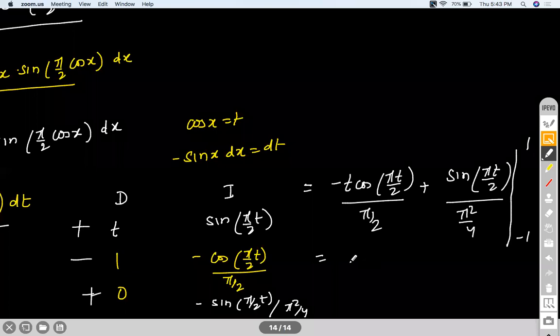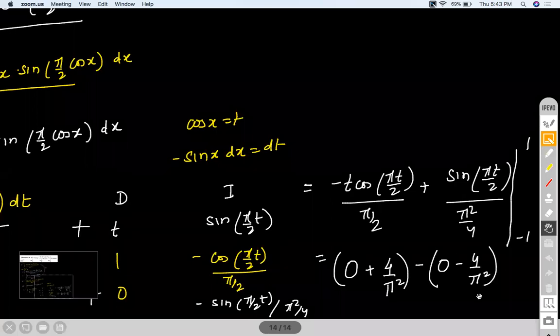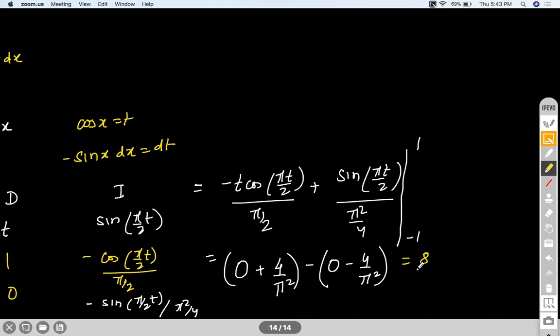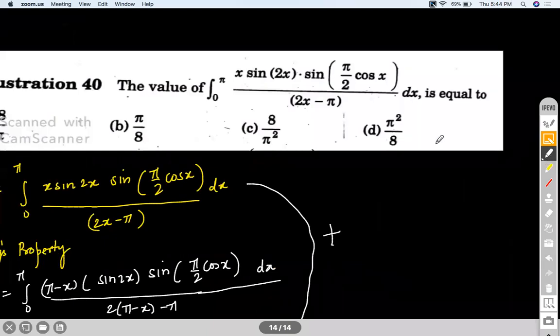Now when I put a 1 here, I get a 0. When I put a 1 here, I get 4 by pi square. Minus, when I put a minus 1, again I get a 0. And when I put a minus 1 here, I get minus 4 by pi square. That means your result is 8 by pi square. Option number C is correct. None of you replied with C. I was mostly getting D as the answer. Is that fine? Got your mistake? Let's do the next question.